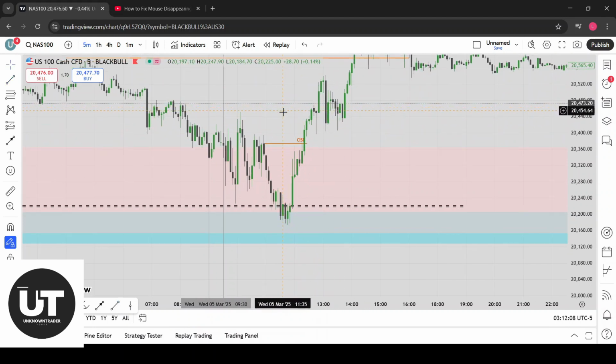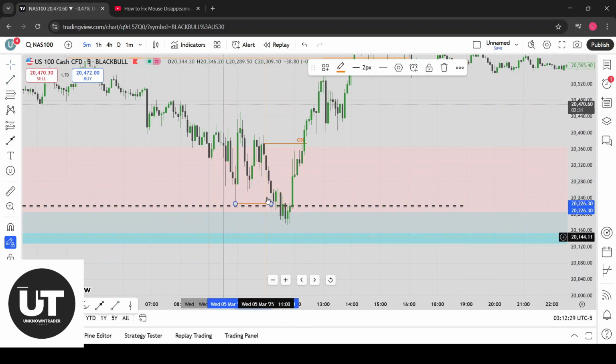A change in state of delivery is, in this bearish example, the last bearish candle to take out a low. So we took out this low, one, two. We took out these two lows. That's liquidity, by the way. So this is the last set of bearish candles. So we put our change in state on that body. So anything that closes above here is an entry for us.